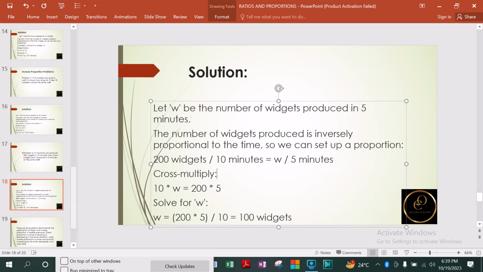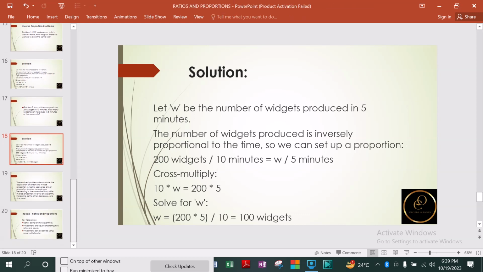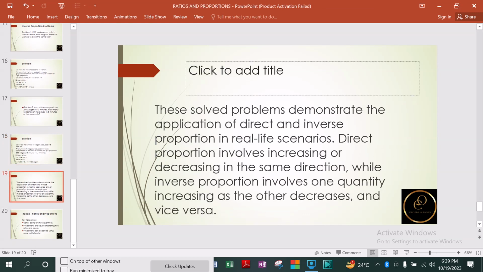Okay, so these are some of the problems we have looked at. What can we say about this kind of problem? These problems show us that the application of direct and inverse proportion in real life scenarios is actually real. Direct proportion involves increasing or decreasing in the same direction, while inverse proportion involves one quantity increasing and the other decreasing, and vice versa. So that's what we have seen.